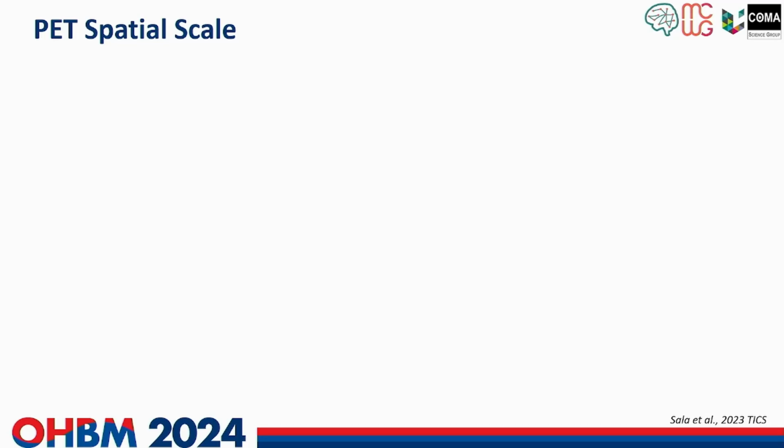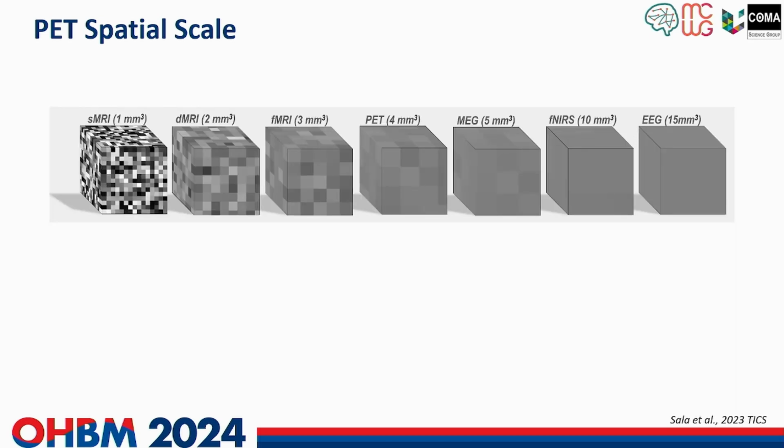Let's go to the spatial scale of PET. So the spatial scale of PET is not too bad. You can see here an example of a random cube with some voxels for structural MRI, in this case, with typical resolution of different modalities. And you can see here that with PET, in a relatively recent PET scanner, you have a resolution of around 4 cubic millimeters. So this is how this would look. And this is compared to fMRI and MEG. So we are not doing so bad.